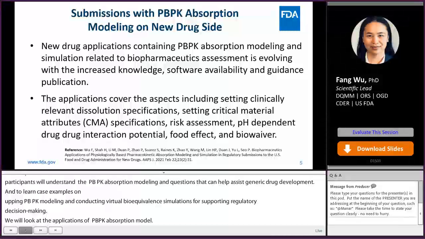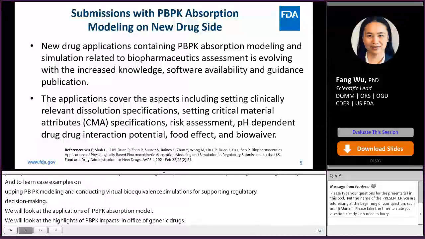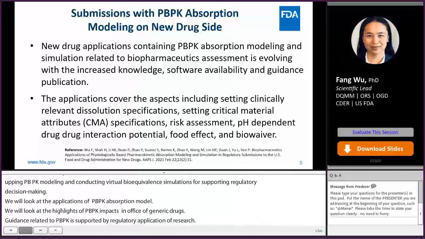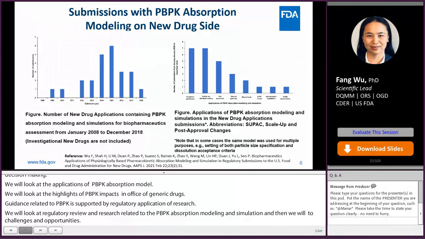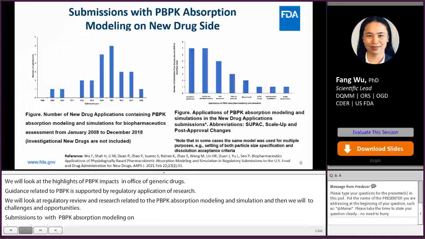Currently, new drug applications containing PBPK absorption modeling and simulation related to biopharmaceutical assessment is evolving. The applications covered aspects including setting clinically relevant dissolution specifications, setting critical material attribute specifications, risk assessment, pH-dependent drug interaction potential prediction, food effect, and biowaiver. As shown in the left figure, the number of new drug applications containing PBPK absorption modeling and simulations for biopharmaceutical assessment is increasing up to the year 2015.